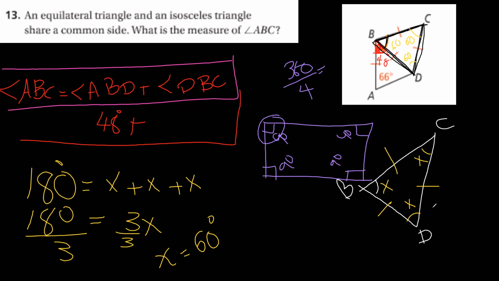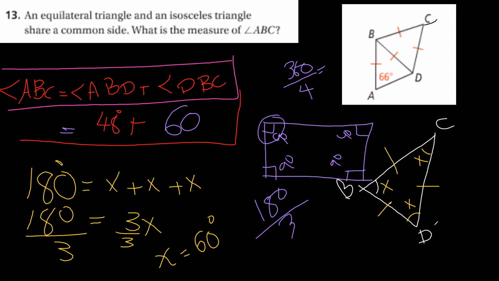And here also the same. The summation of the angles in the triangle is 180, and we have 3 angles. If you divide 180 by 3, you will have 60. So because of that, the measurement of the angle DBC is 60. So what is the measurement now? The measurement is 48 plus 60 equal 108.